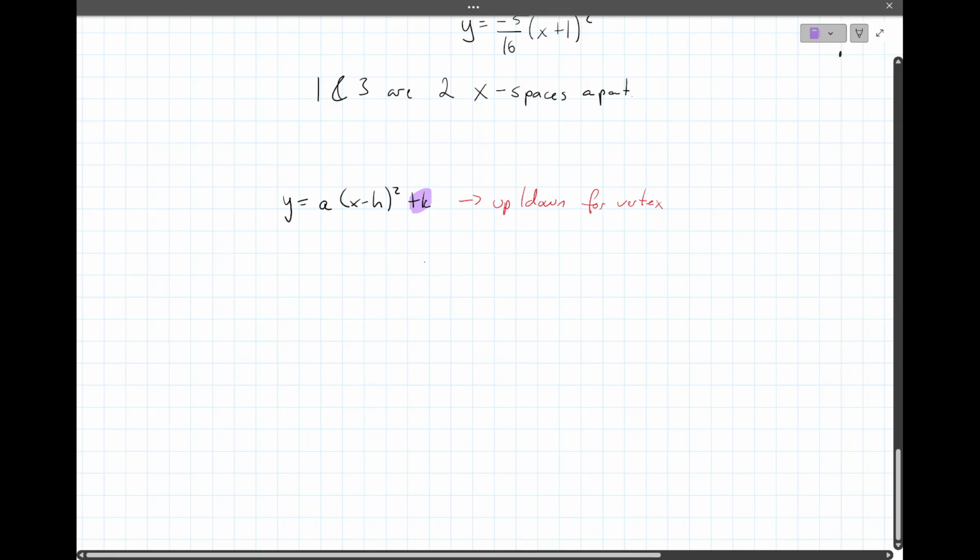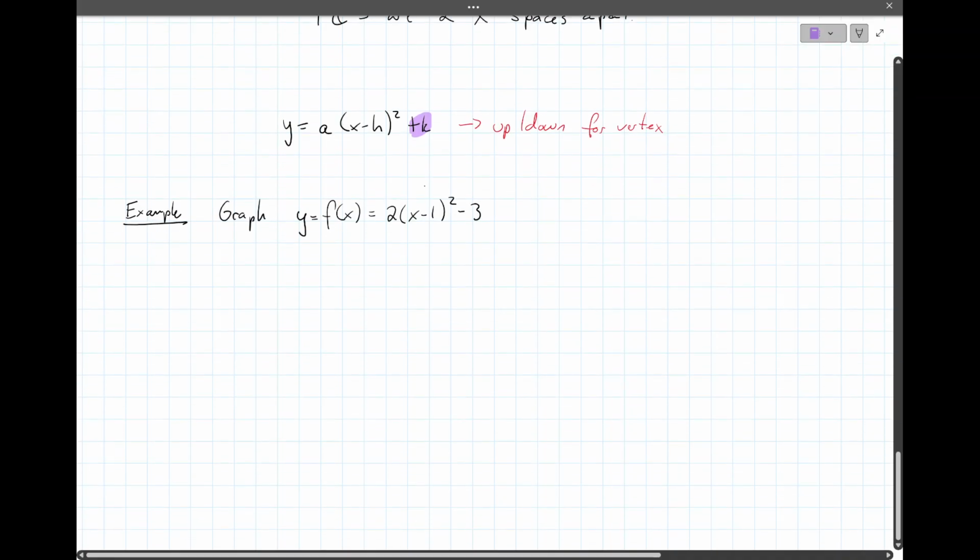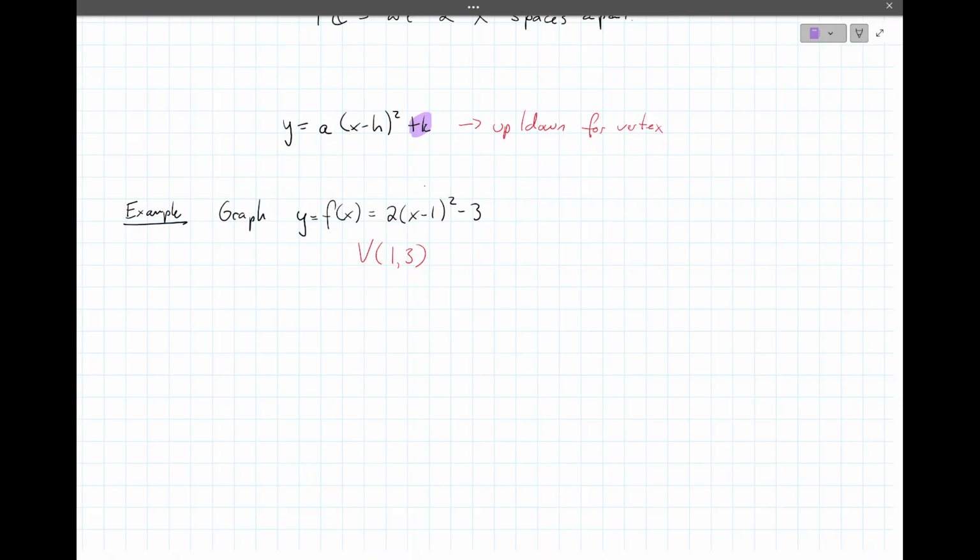All right, so when we think of these examples, let's take a look at example 1, now that we're including the k component of the vertex. So we're going to graph f of x, y equals f of x, a function with variable x, equals 2(x minus 1) squared minus 3. And we want to state the major features. Well, first off, right away, the vertex is going to be (1, -3). I'm getting that 1 from there and negative 3 from the end there.